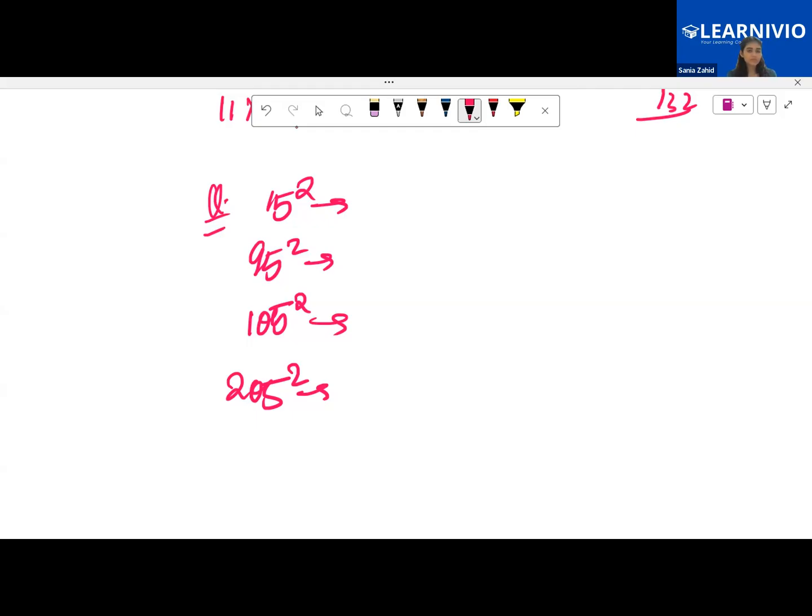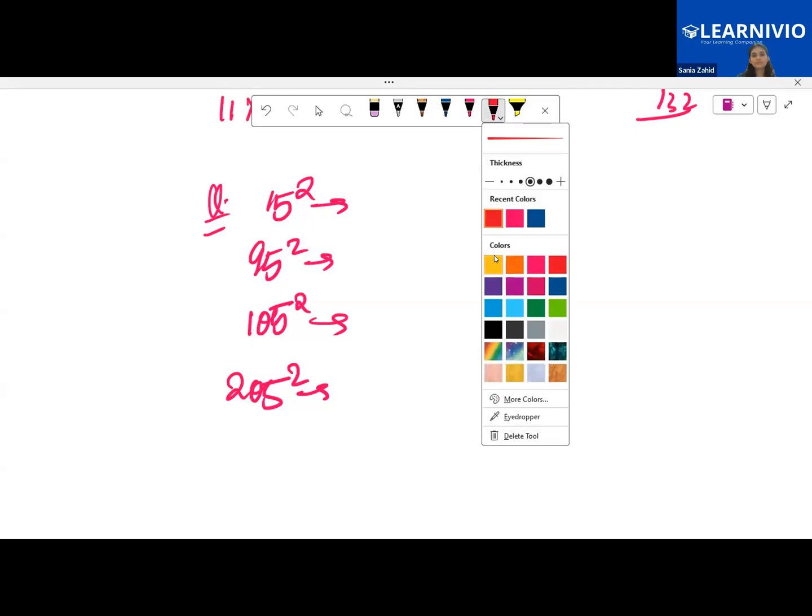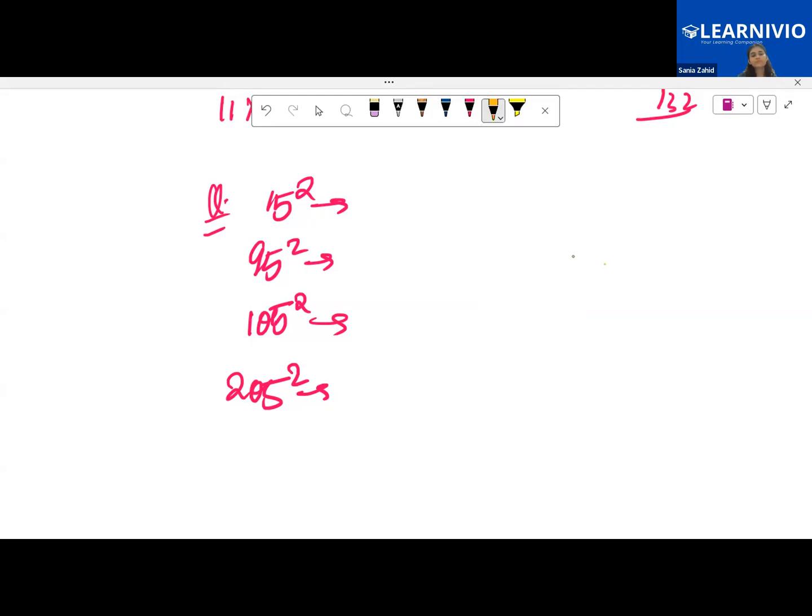Ma'am, I got the answer. For all? Yes, ma'am. Yes, tell me. First one is 225. Okay, so how did you do? So the square of 5 is 25. So I did 1 into 1 plus 1, which gave 2. So 1 into 2, 225. Okay, correct.